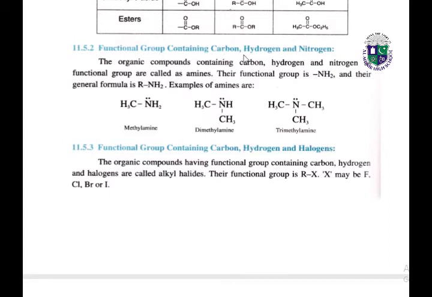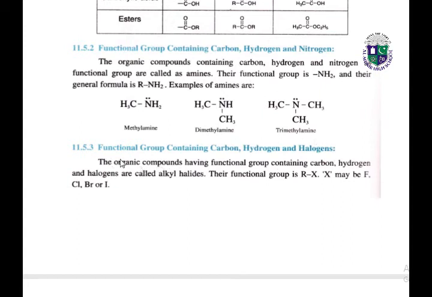Functional groups containing carbon, hydrogen and nitrogen. The organic compounds containing carbon, hydrogen and nitrogen as a functional group are called amines. So this is the definition of amines. Their functional group is single bond NH2. Here we have examples of amines, which are methylamine, dimethylamine and trimethylamine.